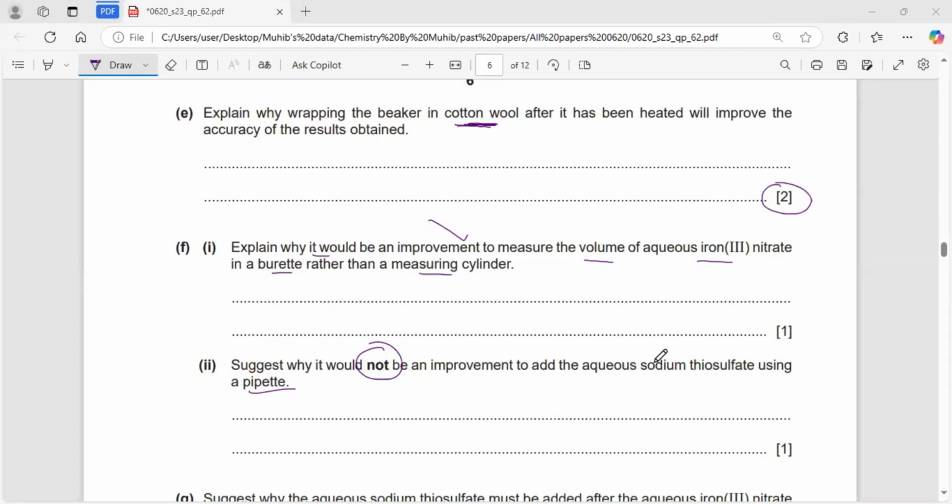All right. So, why are we not going to use the pipette? It is not advisable. First of all, a pipette generally has a fixed volume.